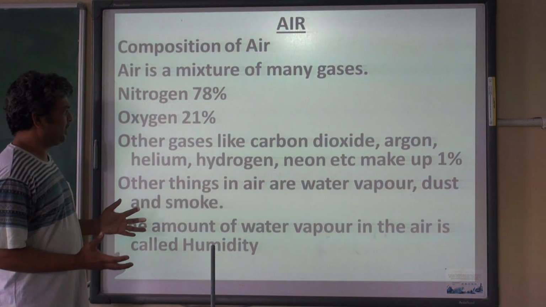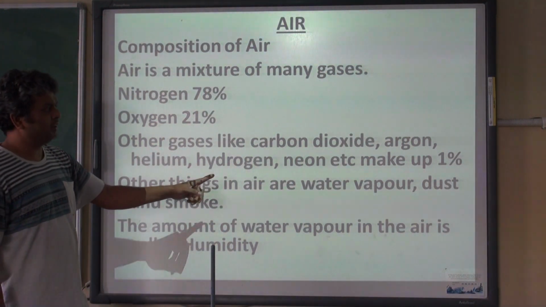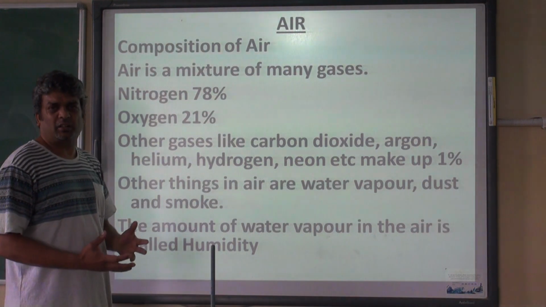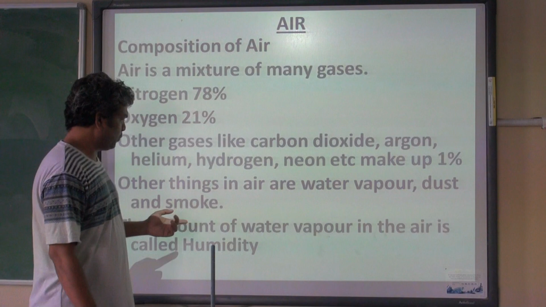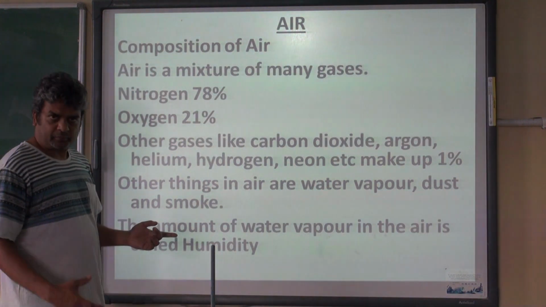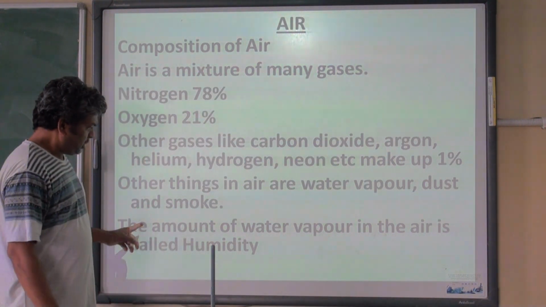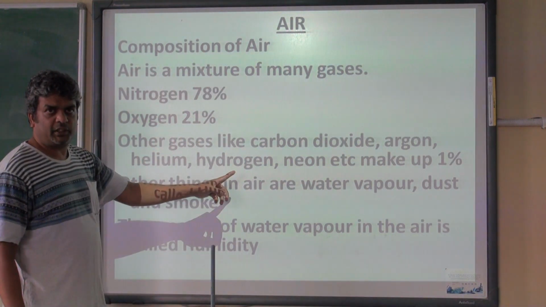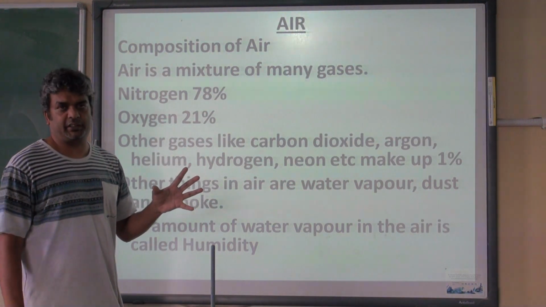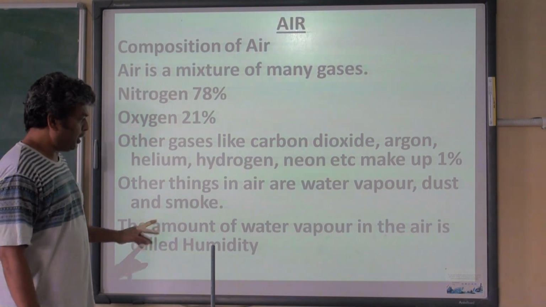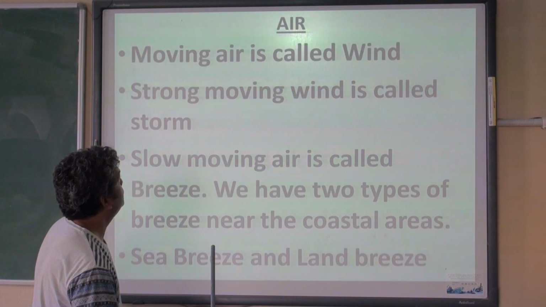What are the other gases? For example, carbon dioxide, argon, helium, hydrogen, neon, and it is made up of other things also like water vapor, dust, smoke, okay, which also pollute the air, dust and smoke. Now, as I said, water vapor is also there. So, that water vapor in the air is also called humidity. So, what is humidity? The amount of water vapor in the air is called humidity.